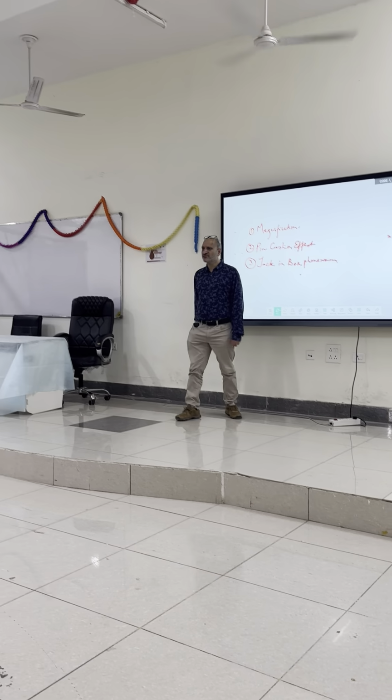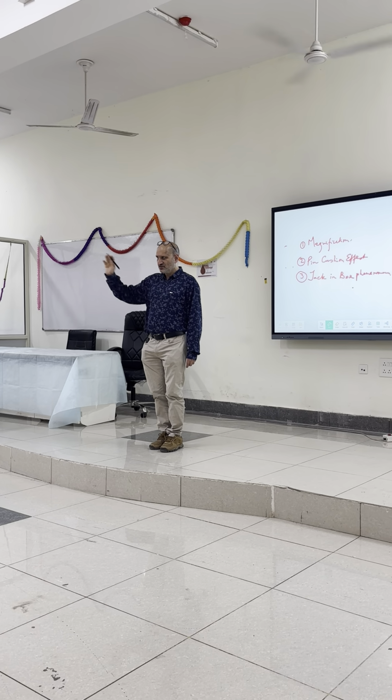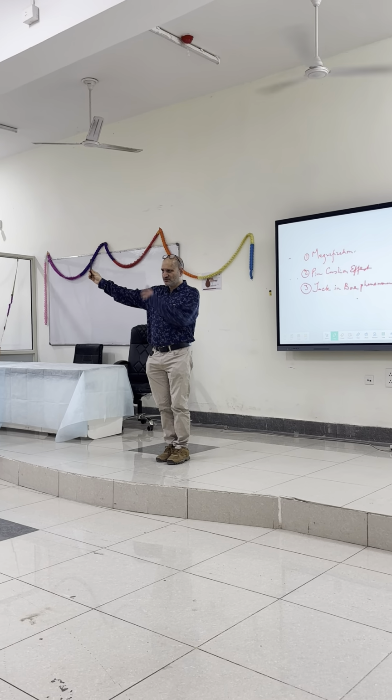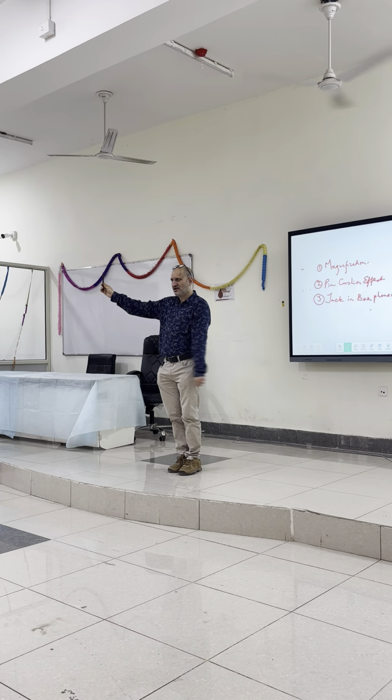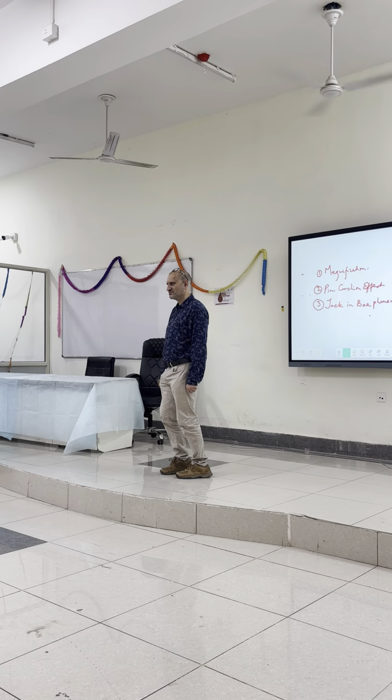What is the jack-in-the-box phenomenon? Suppose they are in the central field. This object they are not able to see because of the prismatic effect. This is an absent field. Once you turn the eye like this, they will see it.